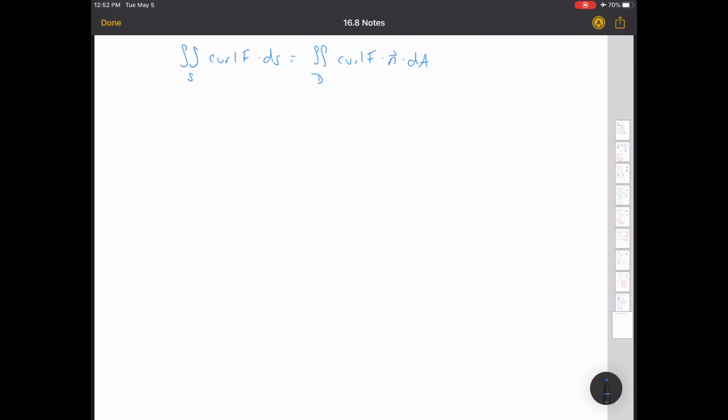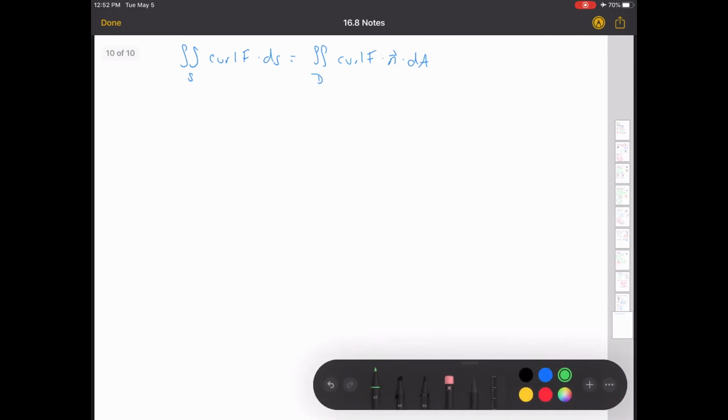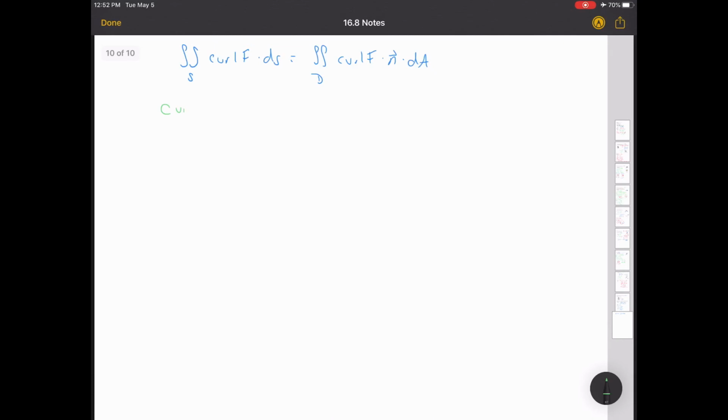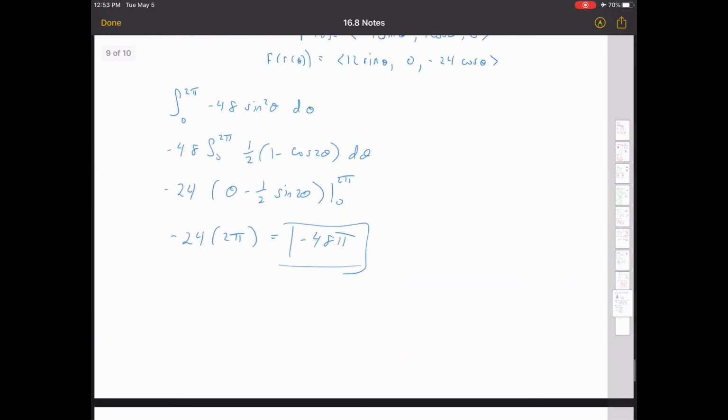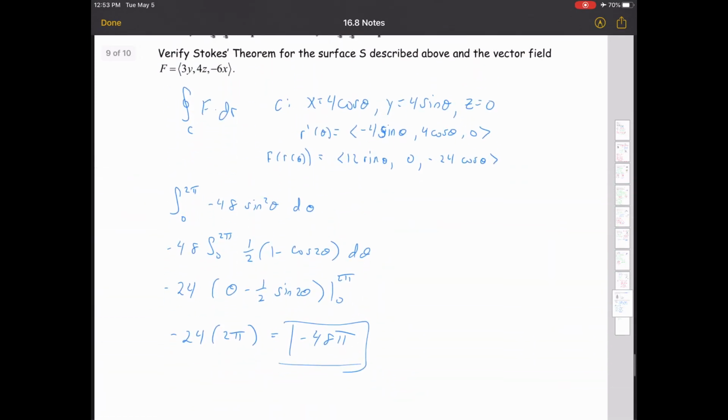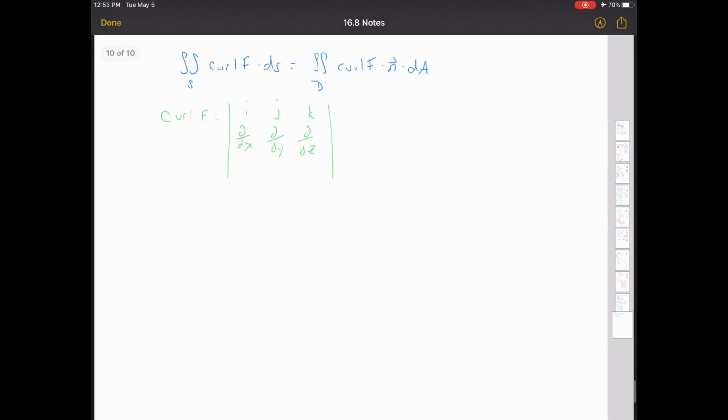Okay, so let's go ahead and figure out our curl. The curl of F. Again, I can always write the first two lines because those don't change. And then I have to scroll back up to remind myself what F was. It was 3y, 4z, negative 6x. Okay, so let's figure out the curl.